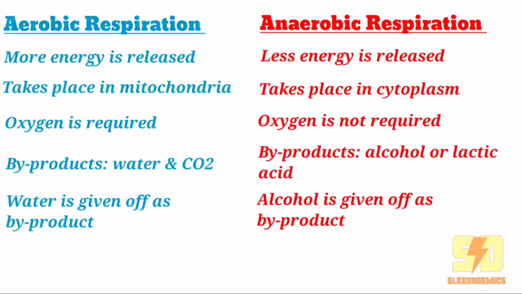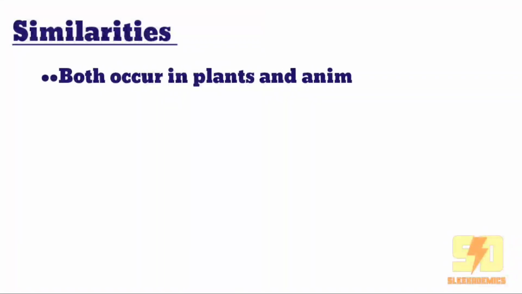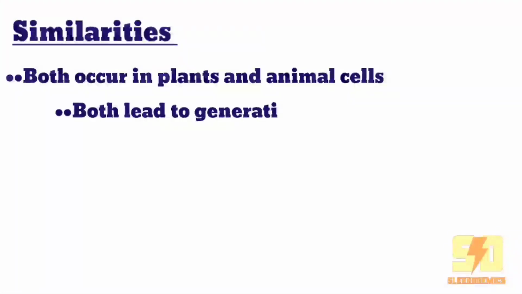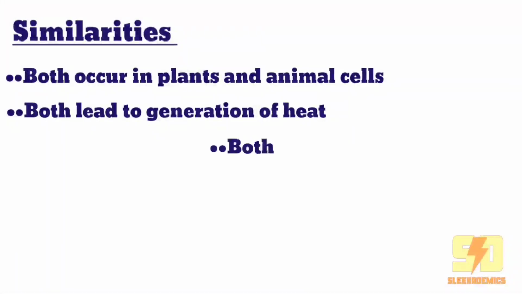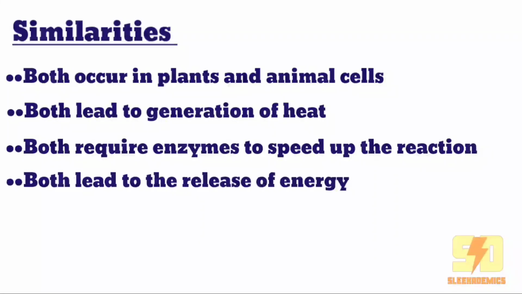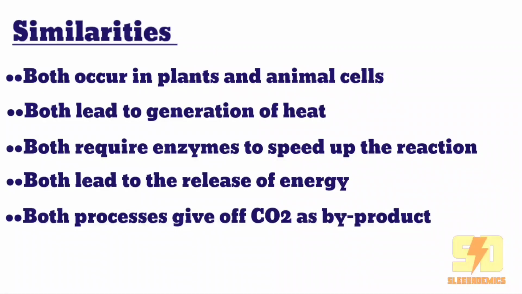Even though differences exist between anaerobic and aerobic respiration, they still have some similarities. So some of their similarities include: both of them occur in both plants and animals, both also lead to generation of heat, both require enzymes to speed up the reaction, both also lead to release of energy, and finally, both processes give off carbon dioxide as a byproduct.